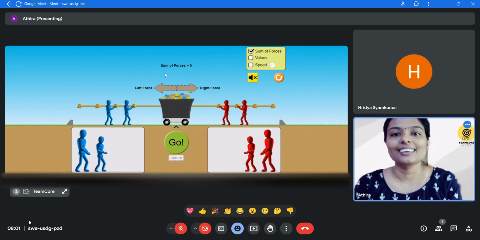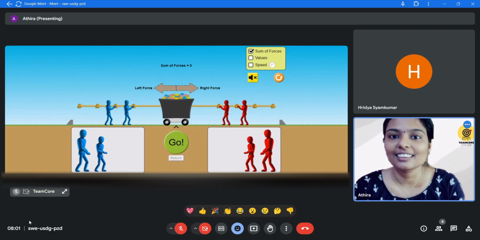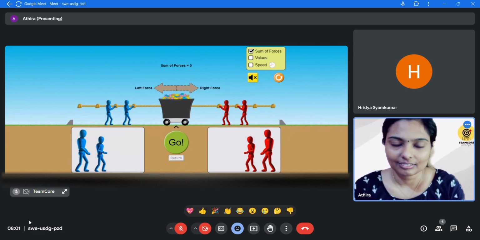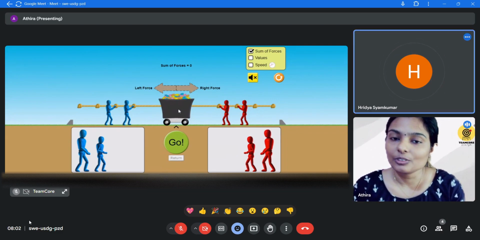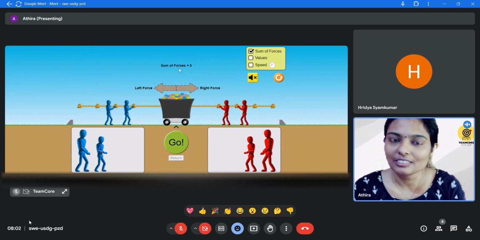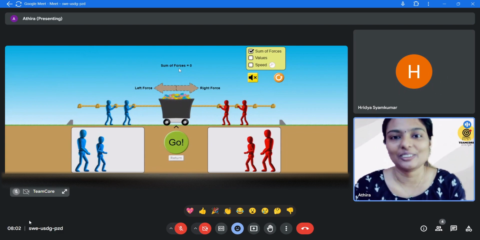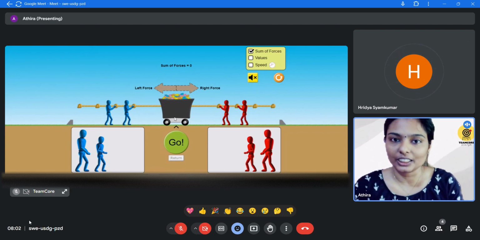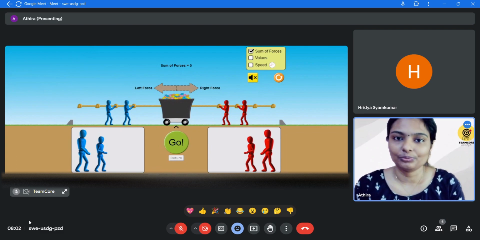Sum of the forces will be... So what happens if we apply equal and opposite forces on this body? Then the sum of the forces will be zero. Very good. So if I apply equal and opposite forces to an object, the sum of the forces will be zero and the object will not move.